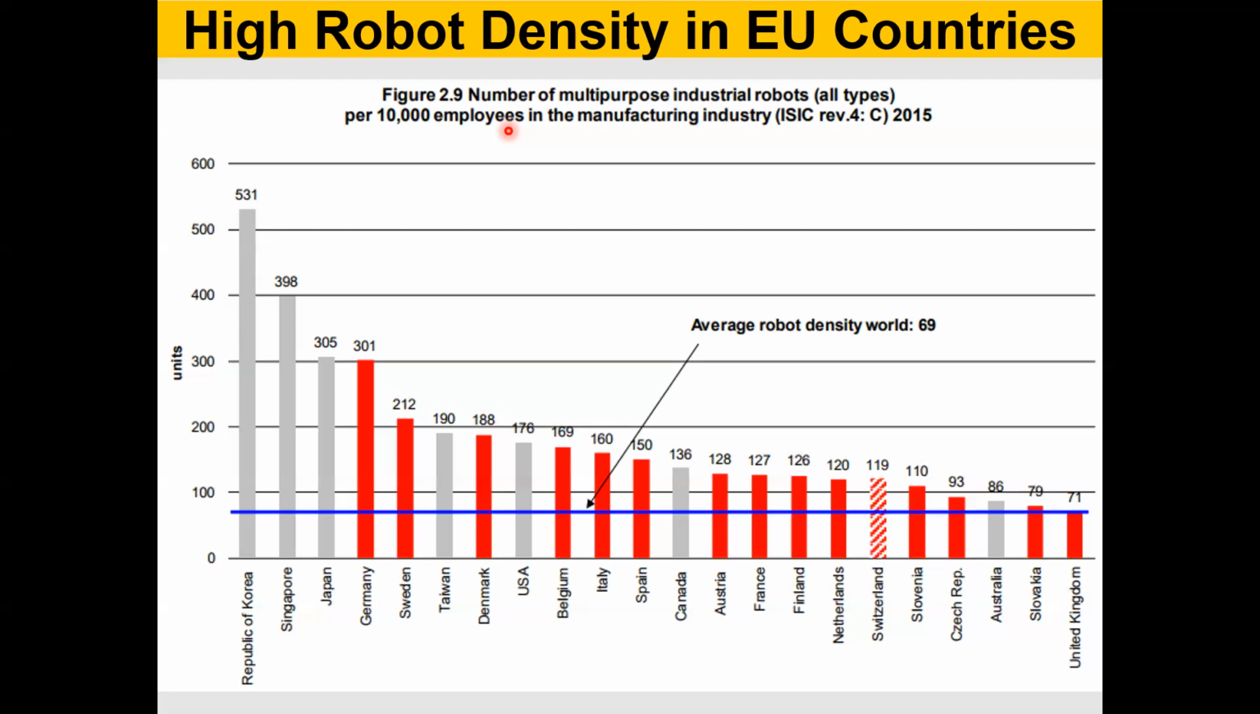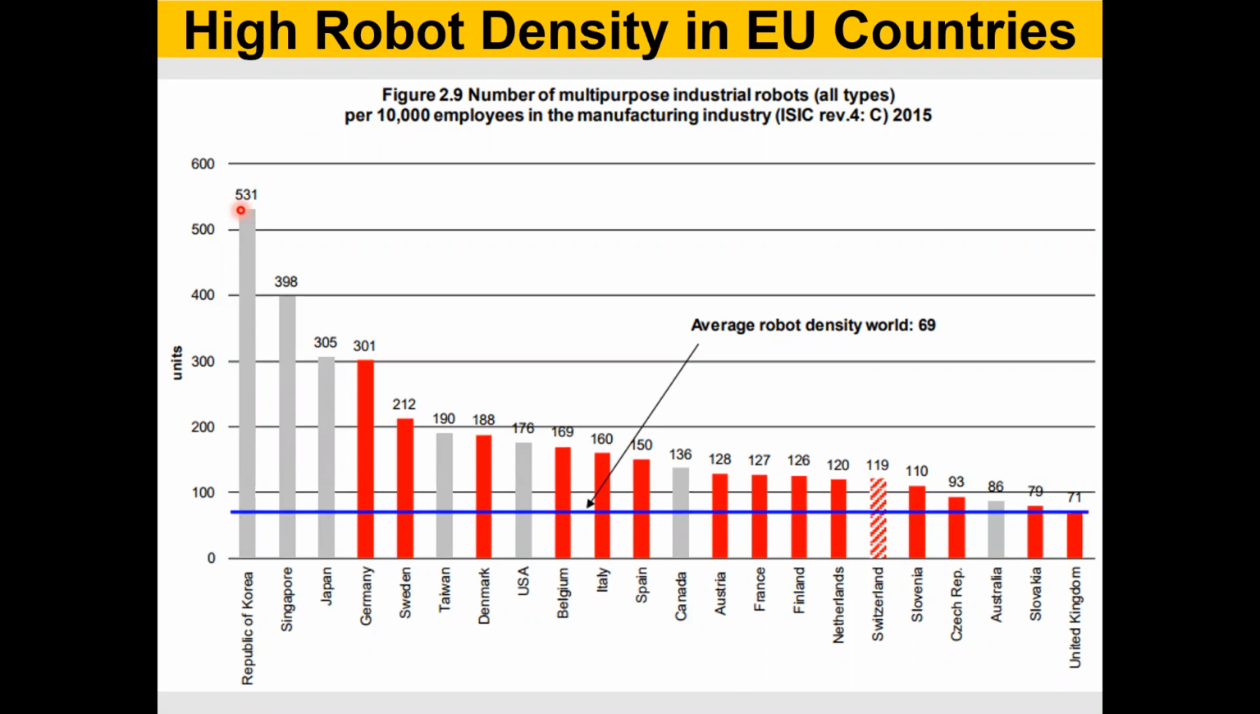So if you do that for various countries, this is the map you get. So IFR, they update this data as a major job, right? So there you can see Republic of Korea standing tall, 531 robots per 10,000 employees. So every 10,000 employees, you have 500 robots in South Korea. That is the world's highest robot density. So this is very useful information.